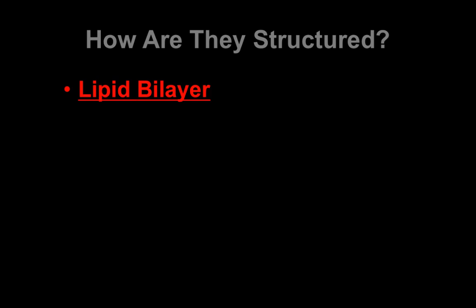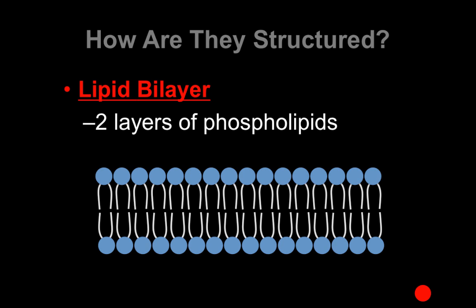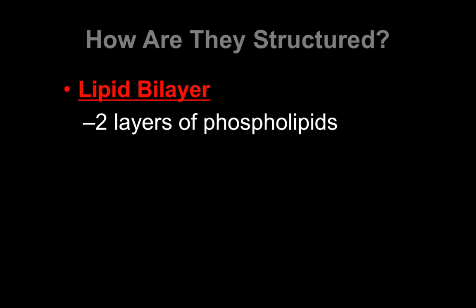How are they structured? The phospholipids are arranged in a lipid bilayer. Bi meaning two, so two layers of lipids. So this is what your membrane is going to kind of look like. On the inside and the outside you have the phosphate heads, which remember really like water. And then in the middle you have these rows of the fatty acid tails that hate water. And that's going to be helpful in creating what we want to do for this membrane.